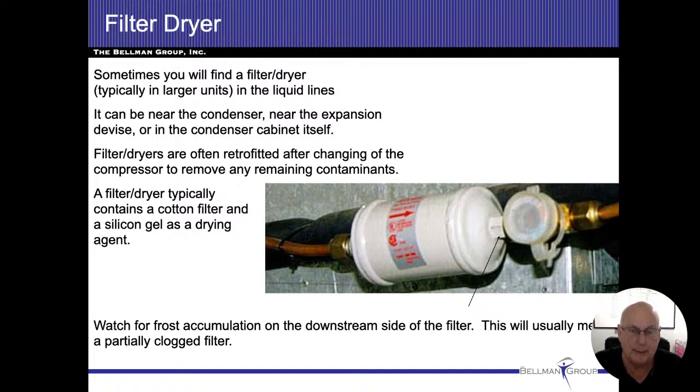somebody cut the refrigerant line sets and soldered things together, if somebody's afraid that any of that solder or debris of any type is inside that line set, then they're going to go ahead and install the filter dryer. The whole idea is we don't want to let any of that debris get lodged into the capillary tubes, into a TXV valve, or even worse, our compressor, if it damages those scrolls in any way. It contains a cotton filter and a silicone, as well as a drying agent, but again, it's all going to be liquid that runs through there anyway. Watch for frost accumulation downstream of this. Again, it means a partially clogged filter or loss of refrigerant.